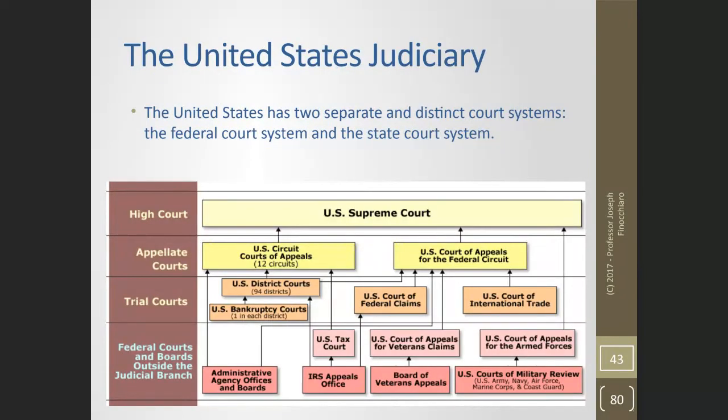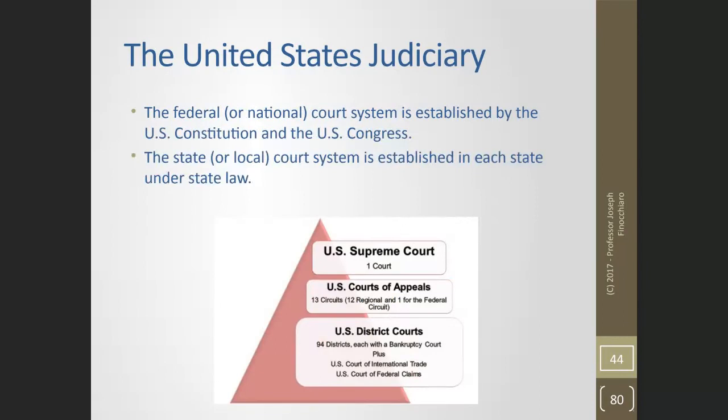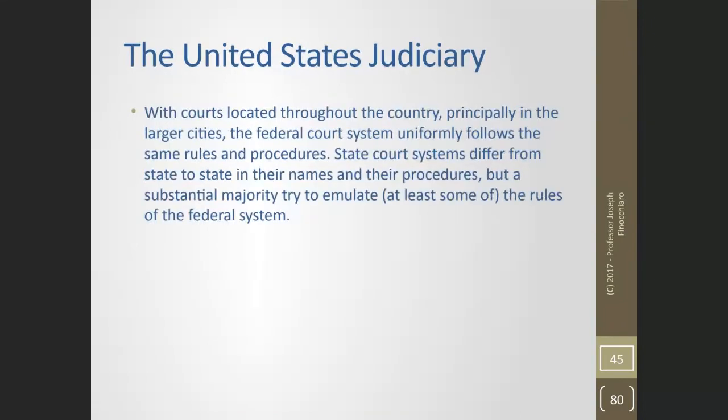The United States has two separate and distinct court systems, the federal court system and the state court system. The federal or national court system is established by the U.S. Constitution and the U.S. Congress. The state or local court system is established in each state under state law.